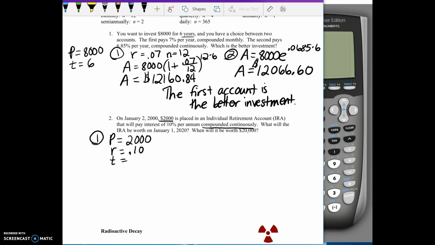And then the time, so we're compounding continuously. We know that we're going to be using that first formula, or second formula actually. We want to know what it's going to be worth in 2020, so that means we're looking at 20 years from the initial investment. So 2,000 e to the 0.1 times 20. And over that 20-year time, the money grows to be $14,778.11. Not a bad investment there.